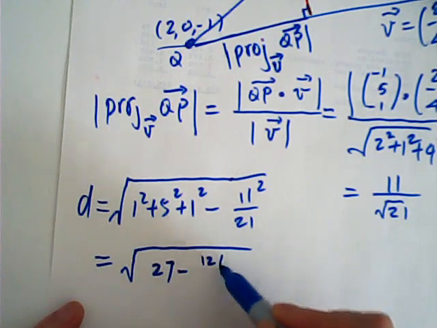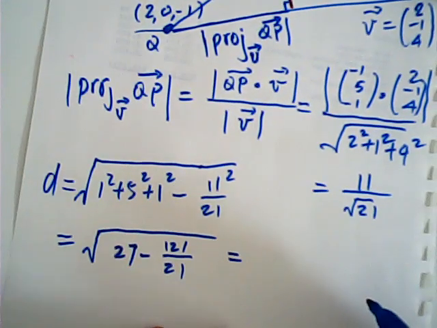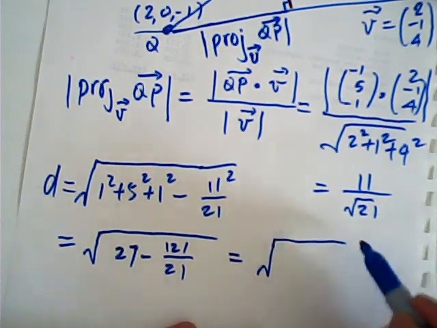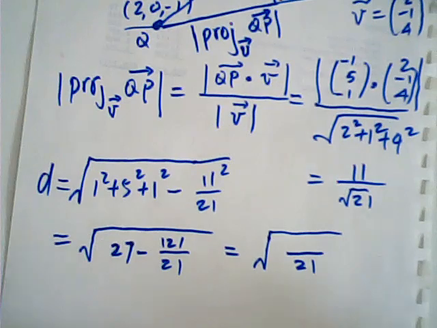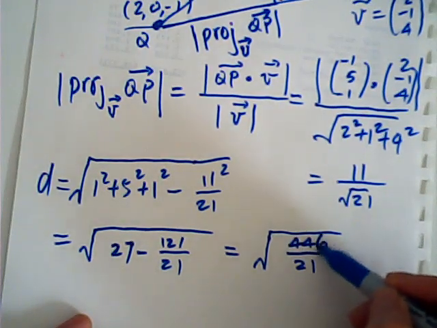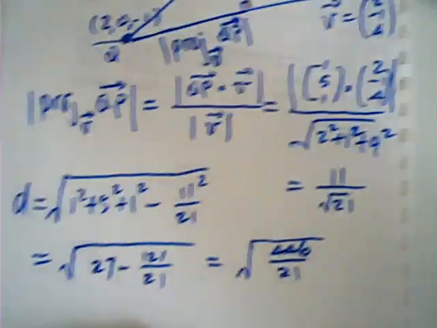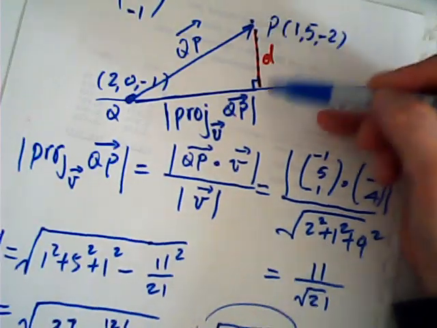Minus 121 over 21. So this one is equal to 21. I calculated it was 446. But it's not important. It's just a number, right? So this is the distance between the point and the straight line.